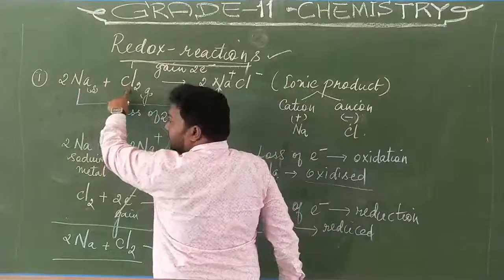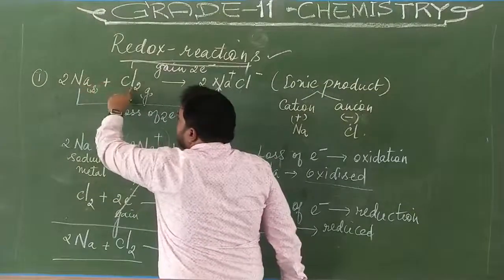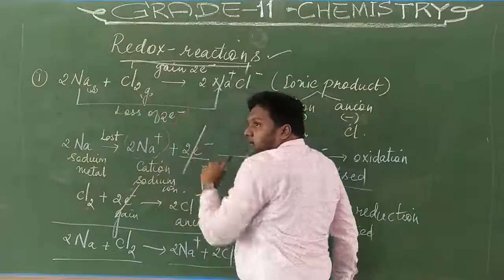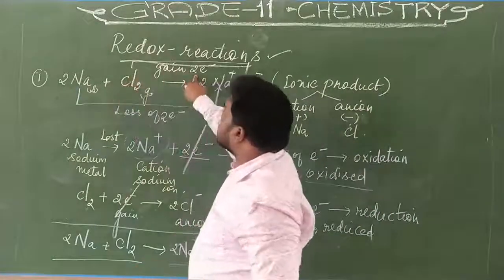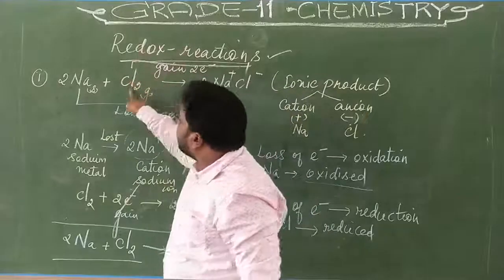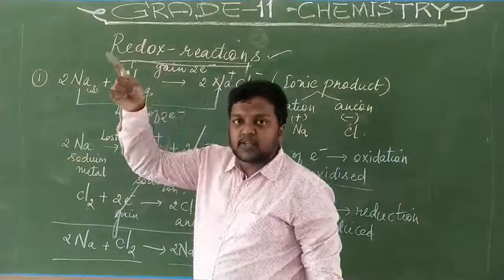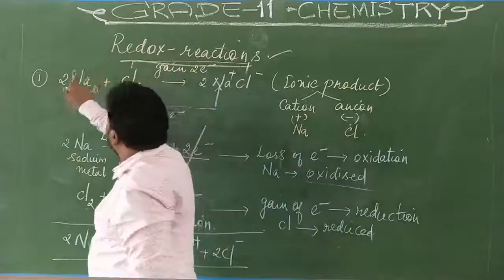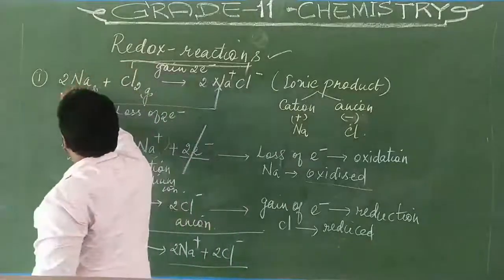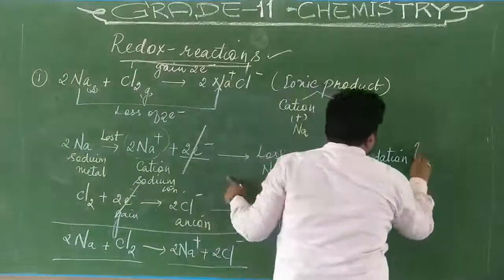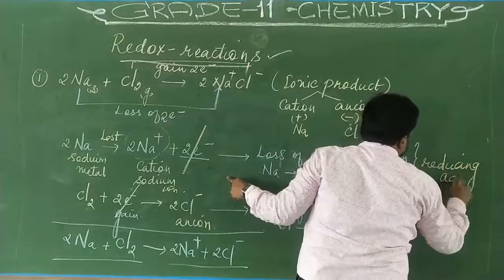Now we have to keep one thing in mind: this sodium makes the chlorine get reduced. What is reduction? Reduction is electron gain. So chlorine has gained 2 electrons from the sodium. Sodium is in a position of giving away the electrons. The sodium makes the chlorine get reduced, so the sodium is called the reducing agent. Keep these terms in mind carefully.